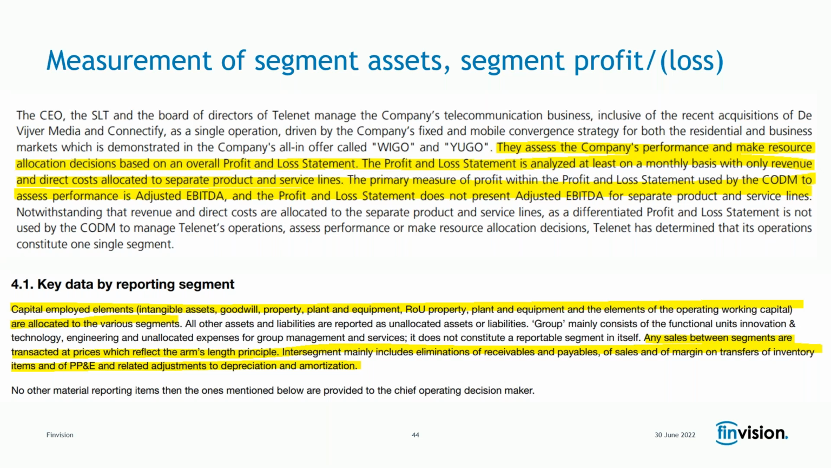That's another example, and what I think is important here is that they explain the capital employed items and how it's defined. It's also in the definitions or the glossary, but they also mention that any sales between the segments are transacted at prices which reflect the arm's length principle, which is one of the requirements to explain. And intersegment mainly includes elimination of receivables, payables, sales or margins of transferred inventory, and so on.